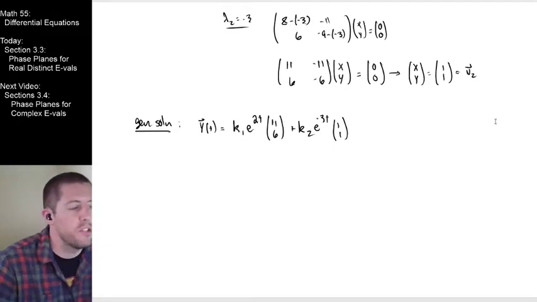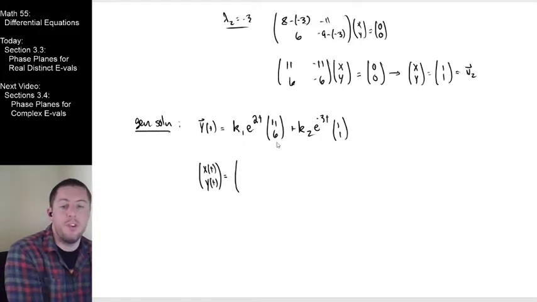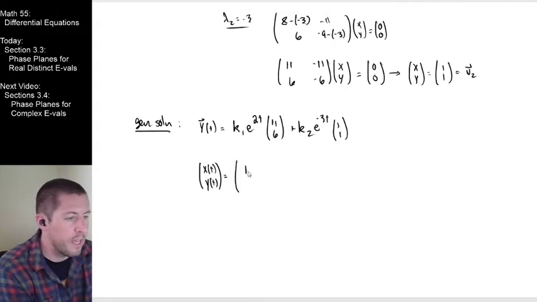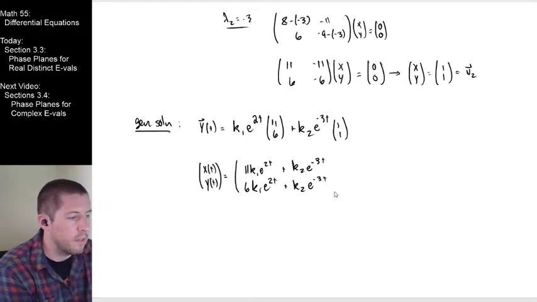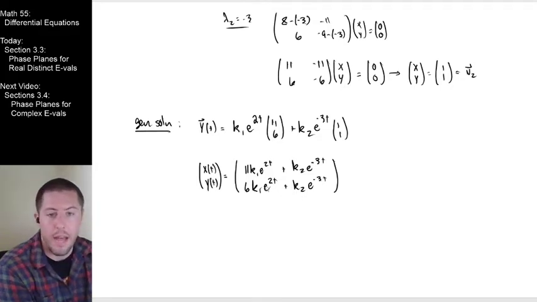Now that I've stated my general solution, I'm going to state it also in its other format. This is our x of t, y of t solutions. Now notice we have no zeros in our eigenvectors now, so we're actually going to get all 4 components popping out of this. So it looks like I'm going to get 11k1 e to the 2t plus k2 e to the negative 3t, and 6k1 e to the 2t plus k2 e to the negative 3t. It looks like this is our general solution. It's our solution for x, and this is our solution for y down there on the bottom.